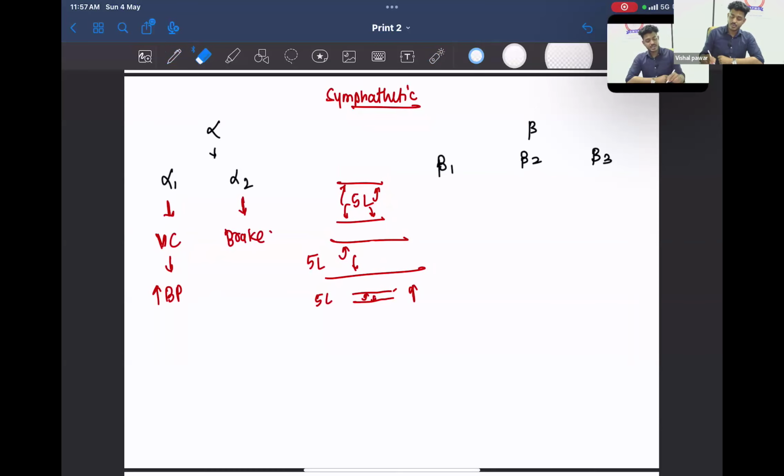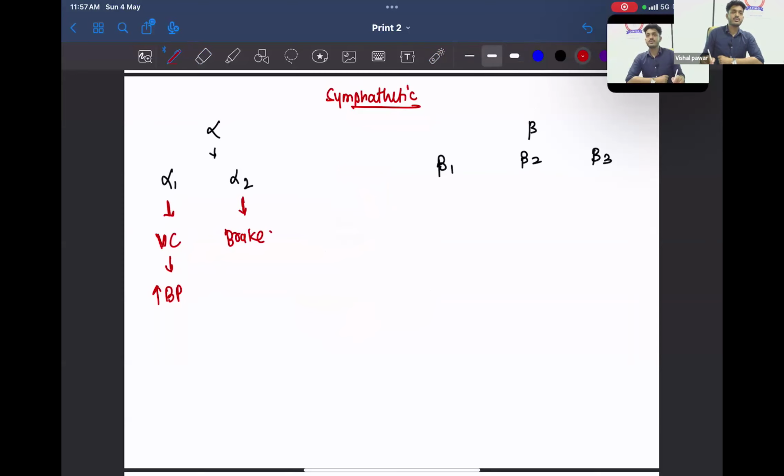Beta 1 will be present at how many places? Beta 1 at two places. One is going to be your heart. Second one is going to be your kidney. This is going to be your heart.